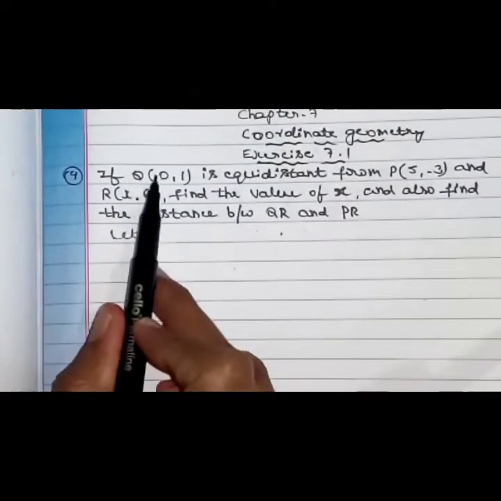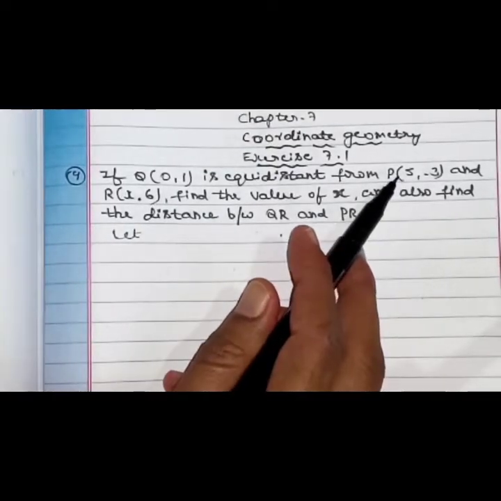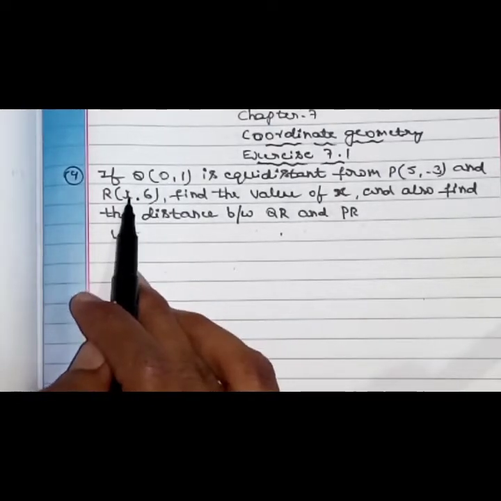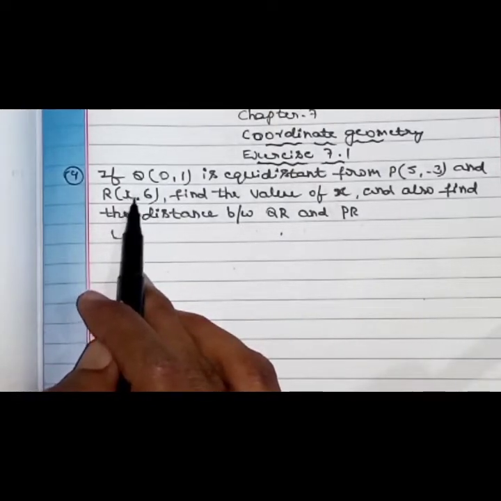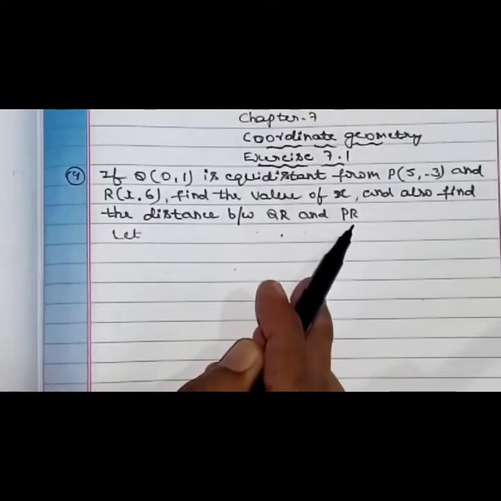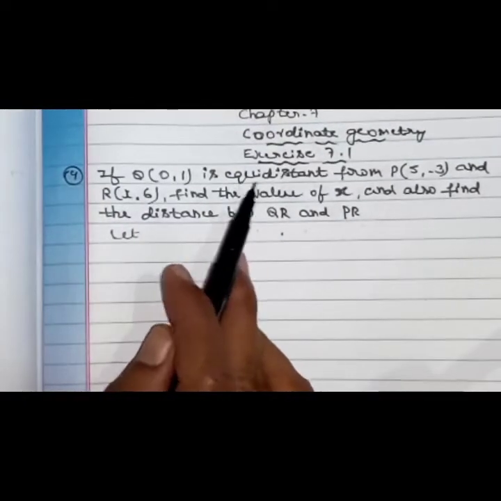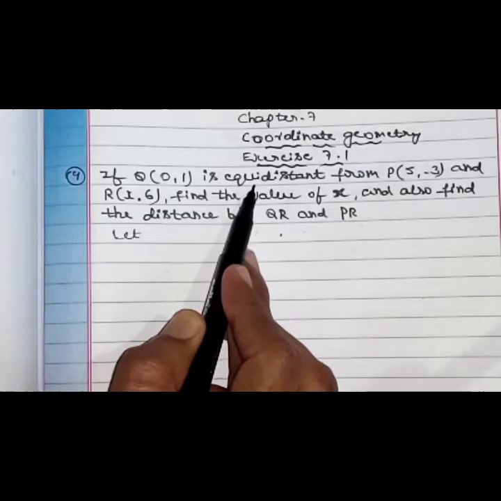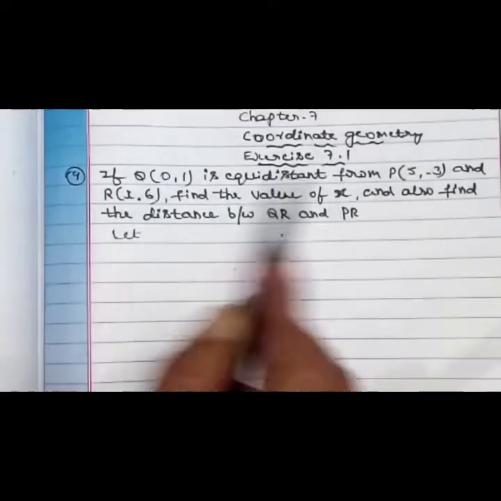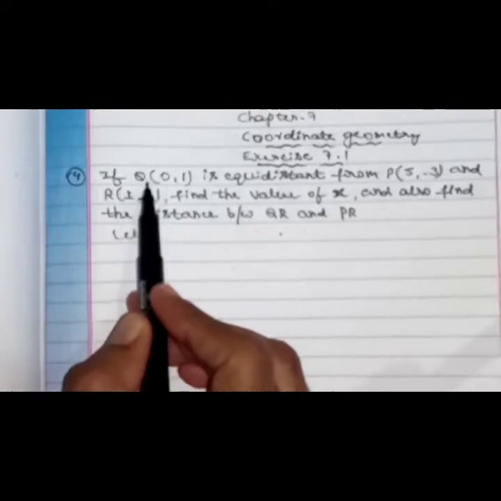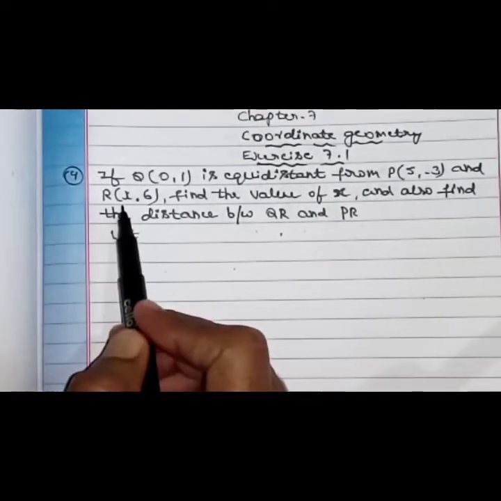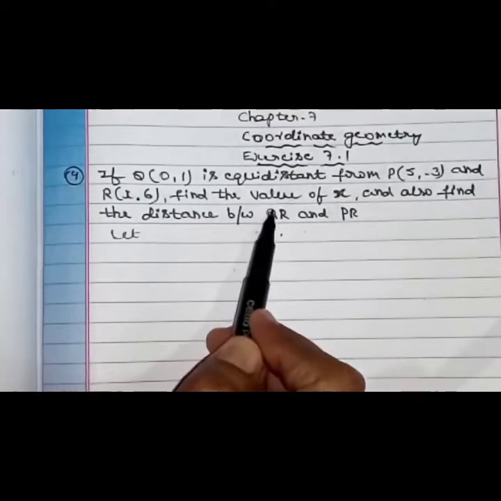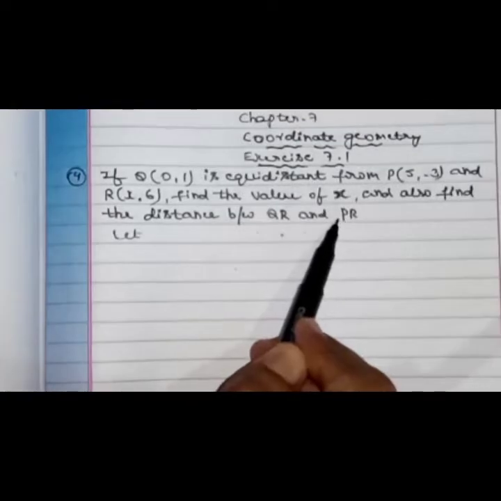Let's understand the question. This point is equidistant from this point and this point. Now, first of all, what do you need to find? You need to find the value of x first. Afterwards, you need to find the distance between QR and PR. So for that, you need a condition. What is the condition? You need to write it down by using this statement, right? So this Q of (0, 1) is equidistant from this point and this point, right? So by using that condition we can find the value of x and afterwards we can find the distance between QR and PR, right?